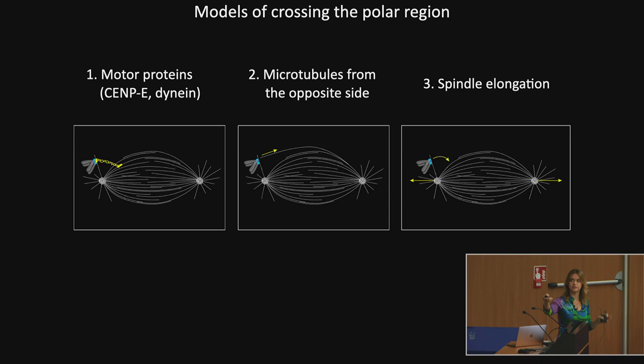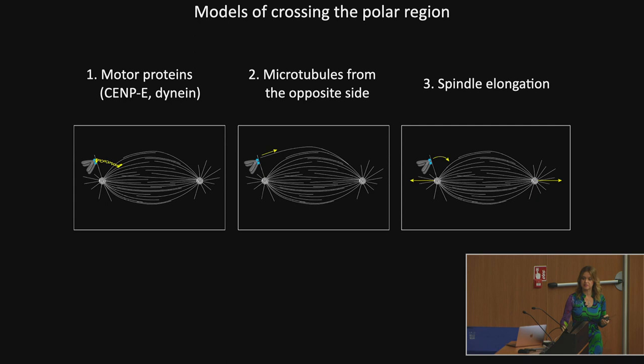But we thought maybe these motors can somehow link this kinetochore, which is on the backside of the pole, to the microtubules of the spindle, and bring it to the main body of the spindle. The second model is that the microtubules growing from somewhere on the opposite side of the spindle can come to the kinetochores here, grab them, and pull them to the other side. And the last model is that we know that the spindle is elongating at this time, so maybe the spindle elongation could help the chromosome to move from behind the pole to the place in front of the pole.